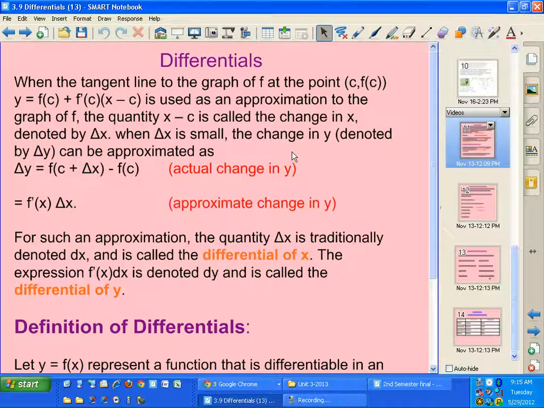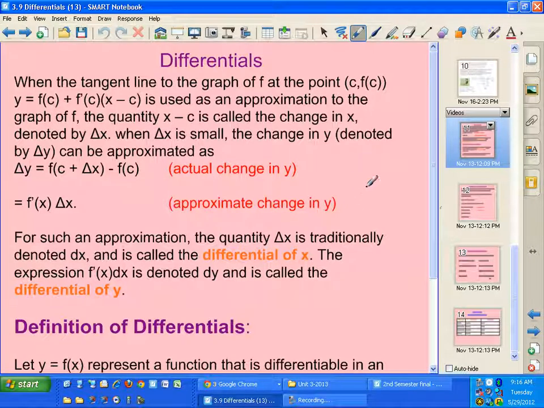In this section we're going to talk about how we use differentials to help solve problems and use them as an approximation. Differentials are basically a little bit of an approximation of what's actually happening. In this section, we are going to use a tangent line to represent what's happening on a curve.